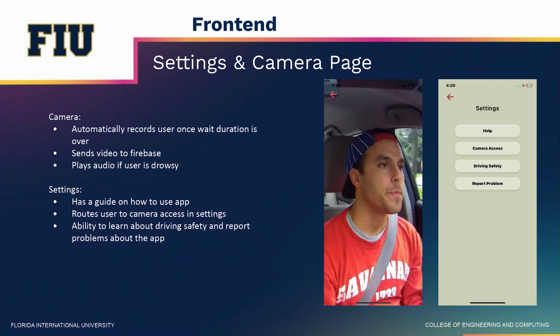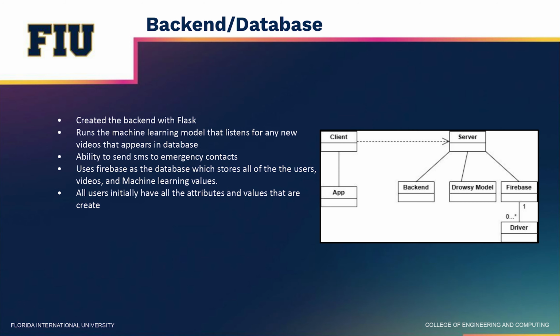And for the settings page, there are a couple of settings: the help page, which describes how to use the app; a camera access, which will route the user to the settings, which will allow them to turn the camera off or on; a driver safety link, which will send the user to a website that explains all the dangers of driving drowsy; and a report page, which will send the user to the GitHub so they can report a problem. For the backend and the database, they're very close together.